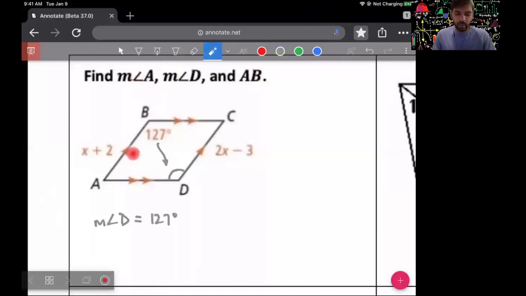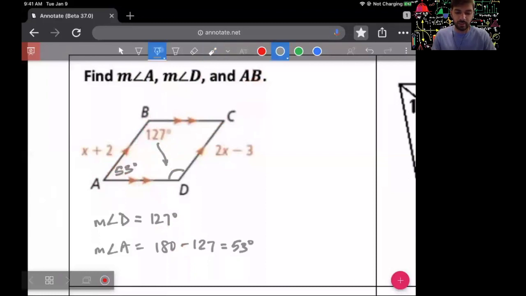Now we look at angle A. Angle A is adjacent, or next to, angle B, so I need to see what would add up to 180. Measure of angle A is 180 minus 127, which is going to be 53 degrees. So angle A is 53 degrees, and I can check that by adding these two up, and I should get 180.